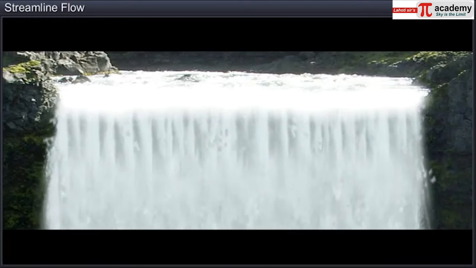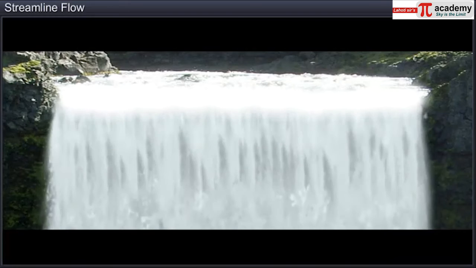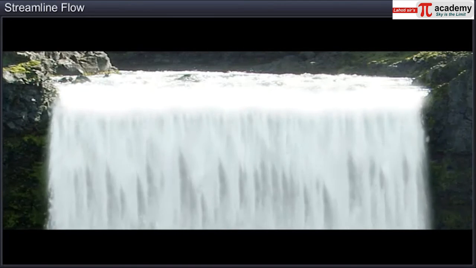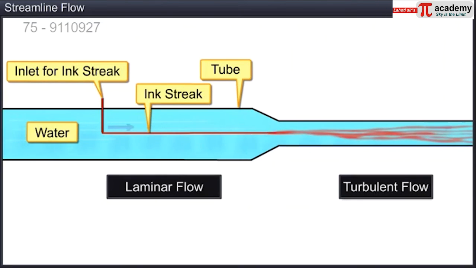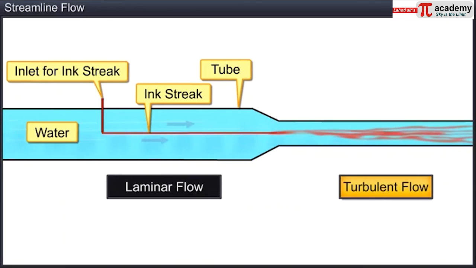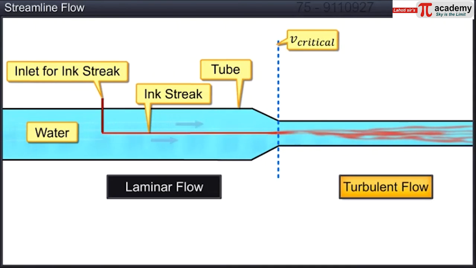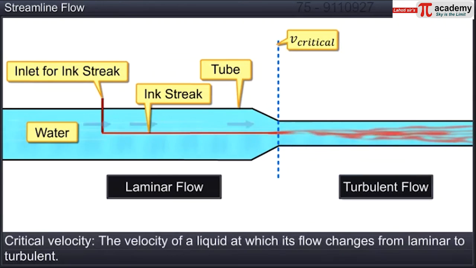So far, we have considered the laminar flow of fluids. In practical or real-time situations, the flow of fluids is not always laminar. The velocity of a particle at a point in a fluid varies with time. In such a case, the flow of the fluid is called turbulent flow. If the velocity of a particle in a fluid crosses a particular value, called critical velocity, the flow changes from laminar to turbulent. Critical velocity is the velocity of a liquid at which its flow changes from laminar to turbulent.